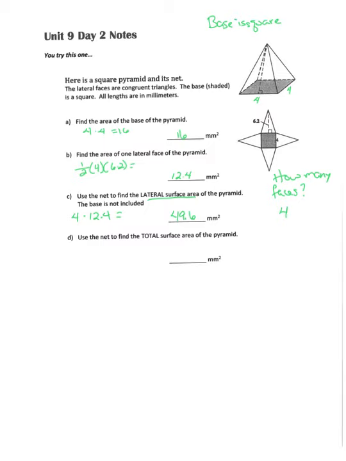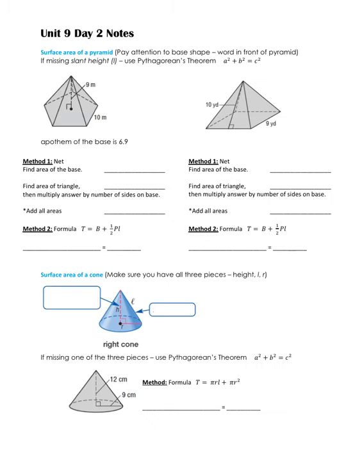My base is 16, so it's 49.6 plus 16, 65.6 millimeters squared. That wasn't hard. The net's really helpful because it lets you see how many pieces you have. Read the words. The words told us the lateral faces were congruent triangles and told us the shape of the base.